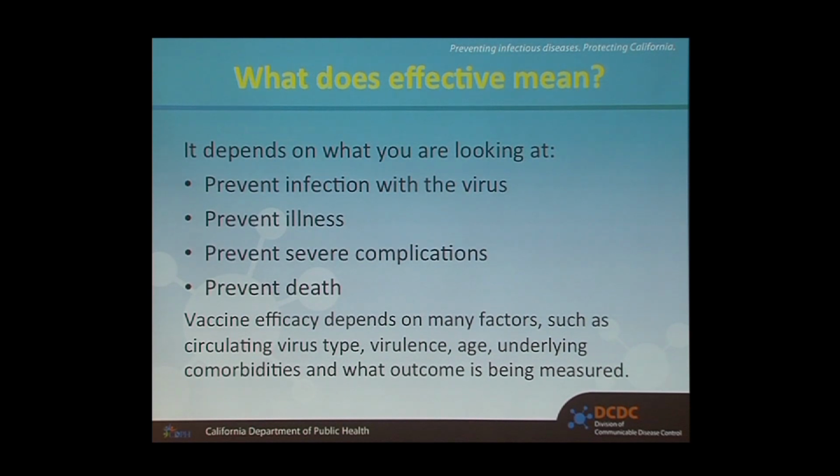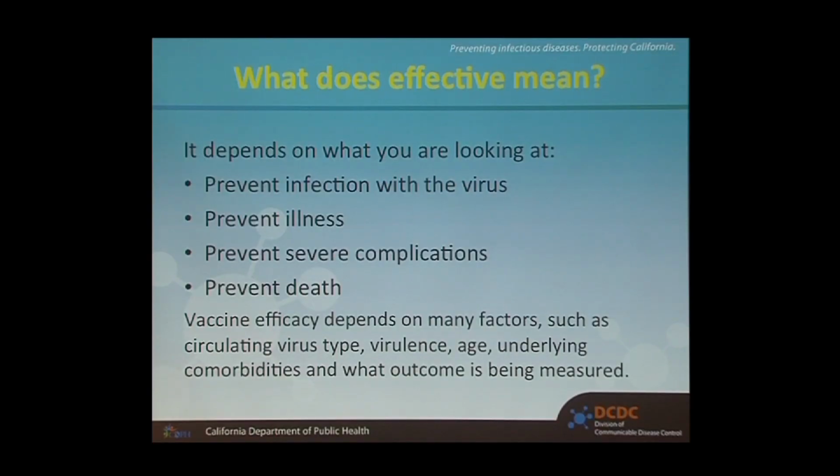It depends on the study and what the study is looking at. Is it looking at prevention of infection with the virus? So are you looking to see if the person who was vaccinated and then got sick has the virus by PCR? Is it looking to prevent just a visit to the clinician for influenza-like illness? Is it looking to prevent severe complications like hospitalization? Or are you looking to prevent death? So lots of studies out there that have looked at different outcomes, and that's why the results vary so much.